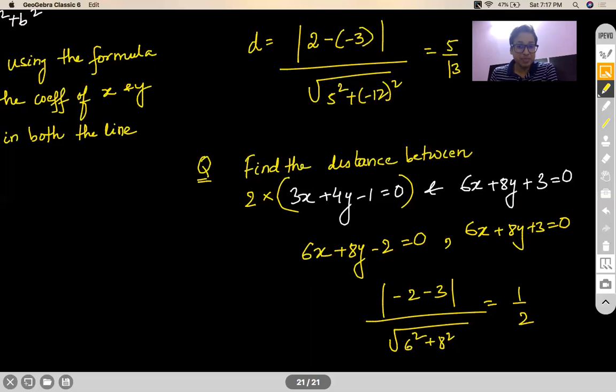Is it fine? Pranav, be careful about the sign. One was minus 2, other was plus 3.